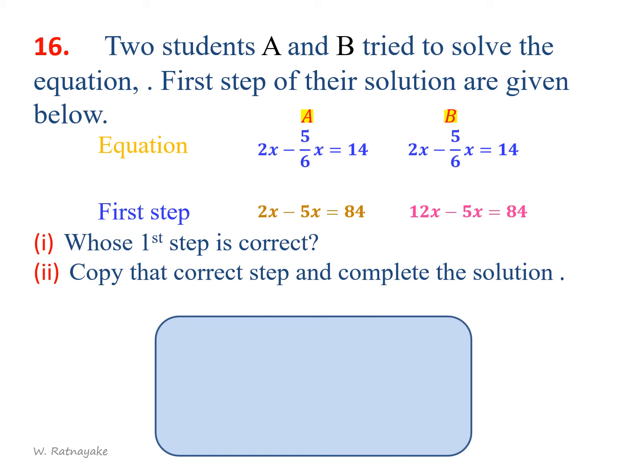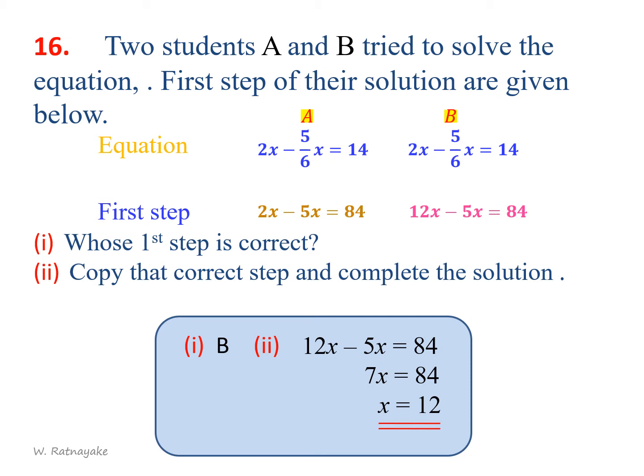B's first step is correct, but A's first step is incorrect. He has not multiplied this 2x by 6. So we have to continue the solution taking B's first step. The next step is 12x minus 5x is 7x, so 7x equals 84.